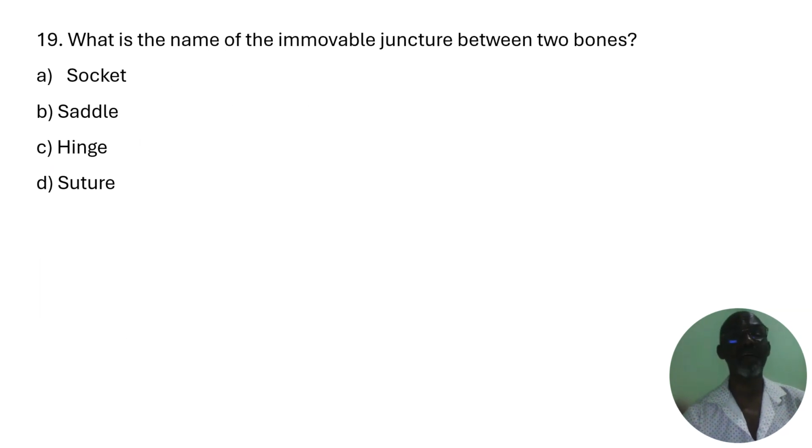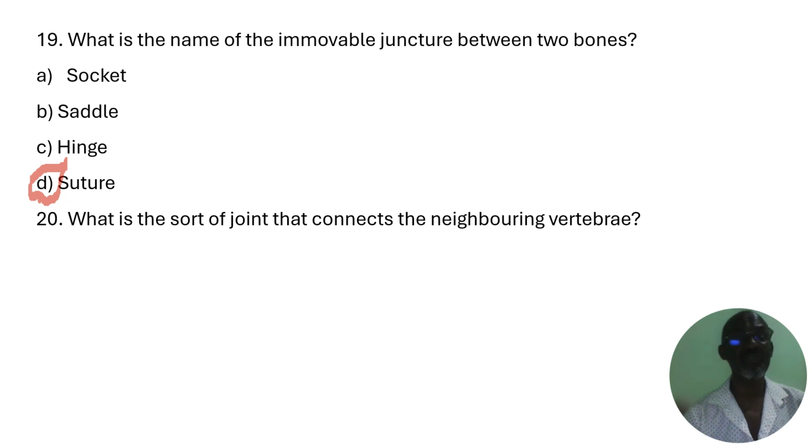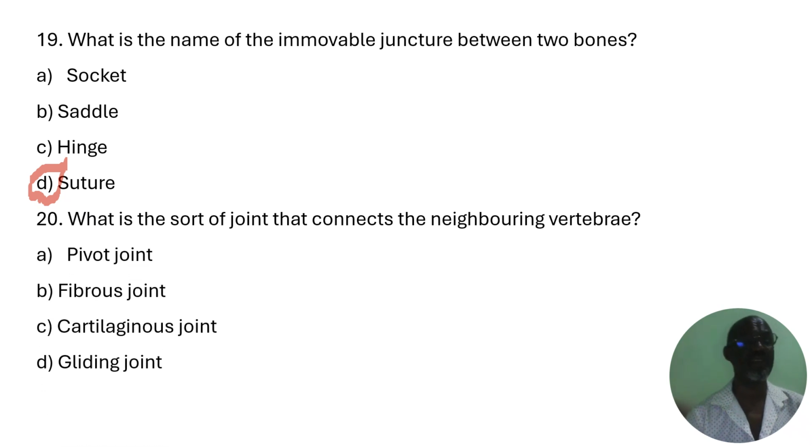What is the name of the immovable joint? Immovable juncture between two bones. Suture. What is the sort of joint that connects the neighboring vertebrae? Of course, it is a cartilaginous joint, except between C1 and C2. Vertebral discs are mainly cartilage.